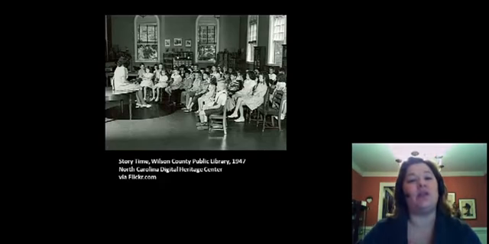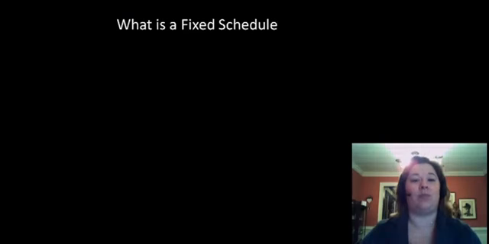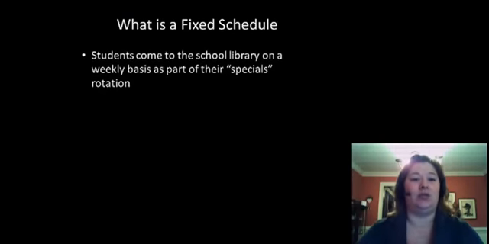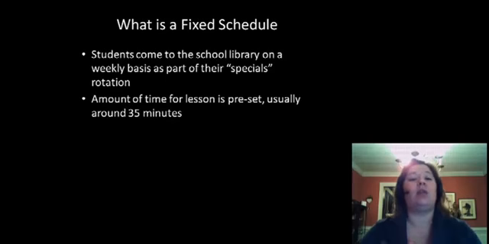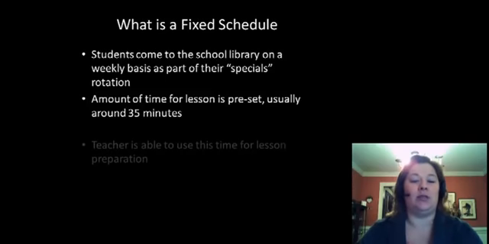This is the perfect example of fixed scheduling. Currently, we have a fixed scheduling in our elementary school for the library program. So what is a fixed schedule? Students come to the library on a weekly basis. In our case, it's part of their specials. So instead of gym or instead of art class, they come to the library. The amount of time for the lesson is preset. In our case, it's usually right around 35 minutes, sometimes a little bit more, sometimes a little bit less.